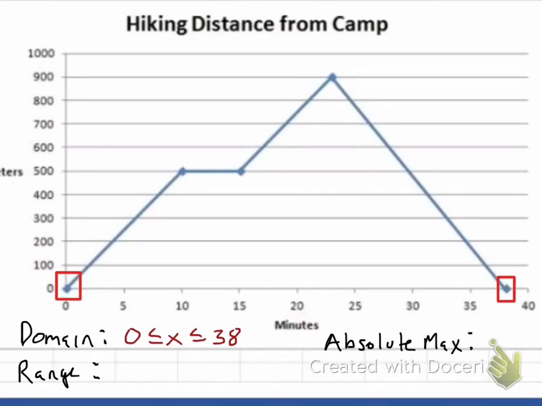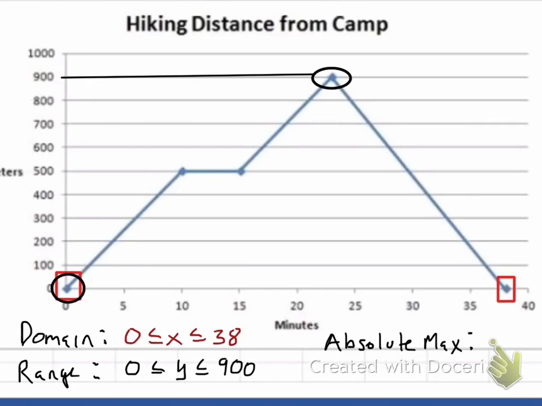And your range, again, I'll circle for range, and we'll do a different color. Range is y. It starts at 0, and the highest point is there. So range is going to be 0 less than or equal to y less than or equal to, and that's a 900 up there. If you just follow this point all the way to there.